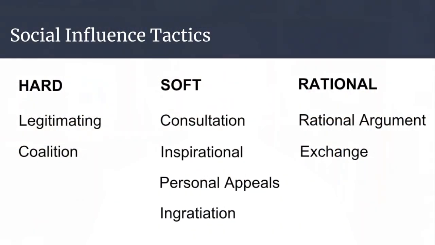Several studies have sought to measure and compare the effectiveness of these different tactics. One such study by Cecilia Falbe and Gary Yukl in 1992 suggests that inspirational appeal and consultation are the most effective influence tactics, and the least effective were legitimating and coalition tactics. Finally, as a generality, hard tactics have been found to be less effective than soft tactics.